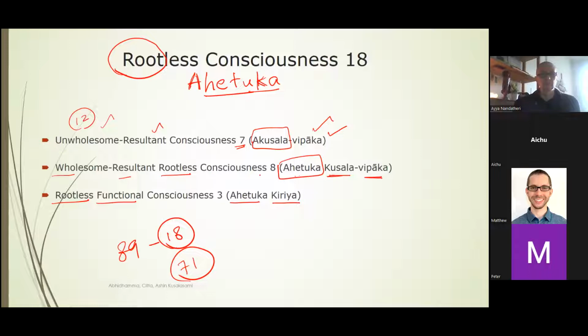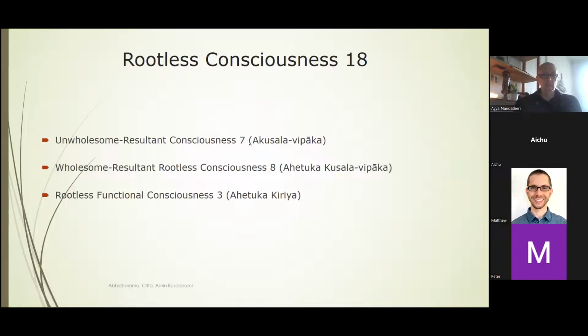There are 3 groups, and the first group is unwholesome resultant consciousness, 7, and wholesome resultant rootless consciousness, 8. Here is different, you know. Here in Pali, akusala vipaka, unwholesome resultant consciousness. Here it is not only kusala vipaka. Why is this one here? Here, without ahetuka, and here also with ahetuka. So why is there no word ahetuka here?